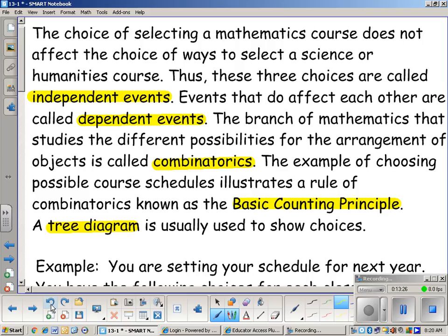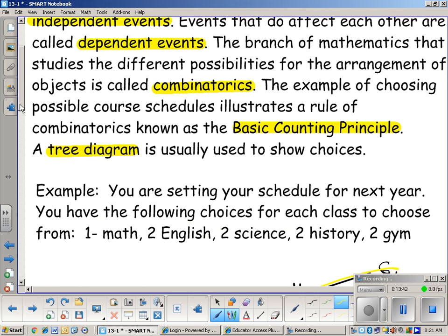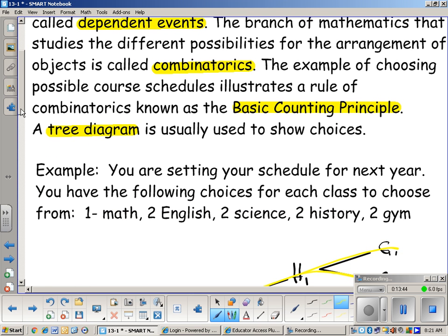The branch of mathematics that studies the different possibilities for the arrangement of objects is called combinatorics. I'm not positive I'm pronouncing that correctly, but that's what we'll go with. The example of choosing possible course schedules illustrates a rule of combinatorics known as the basic counting principle.